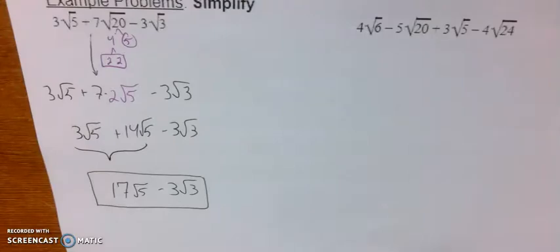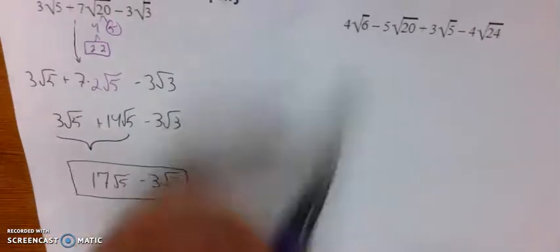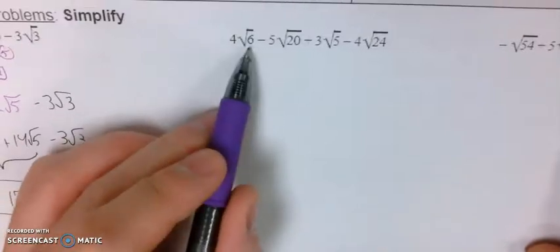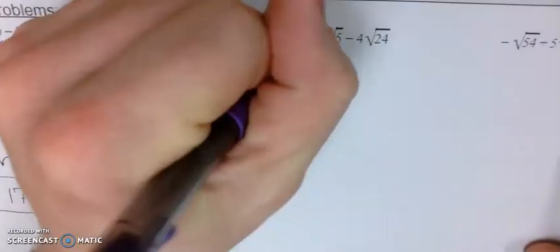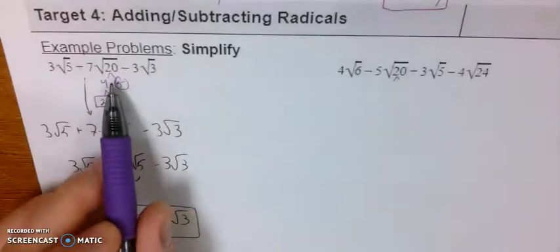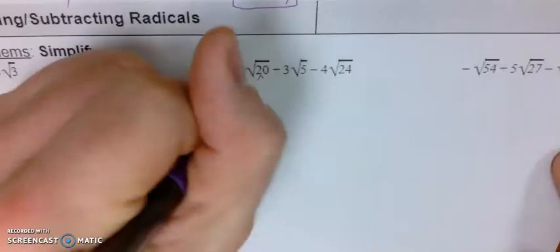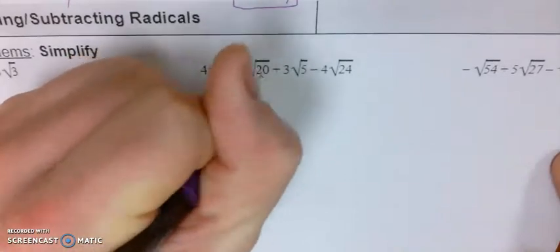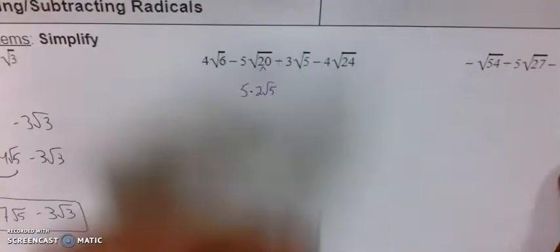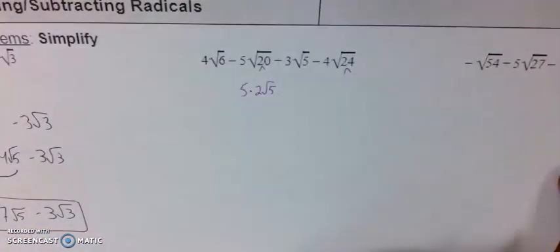Let's try another one. Let's see here. 6 could break down into a 2 and a 3. No pairs, so I'm not going to bother. 20, well, hey, we already did 20 over here, didn't we? So I'm just going to plagiarize myself and say that's really 5 times a 2 rad 5. Cool. And over here, let's do 24.